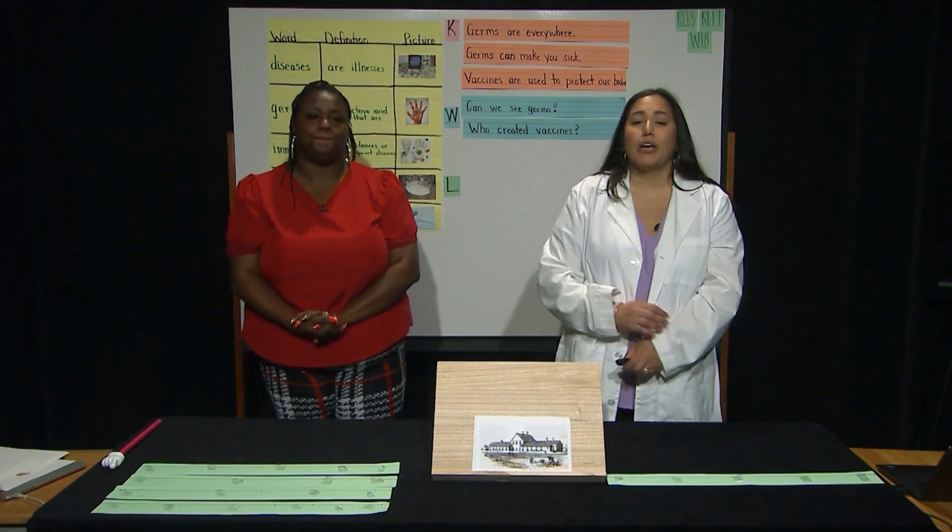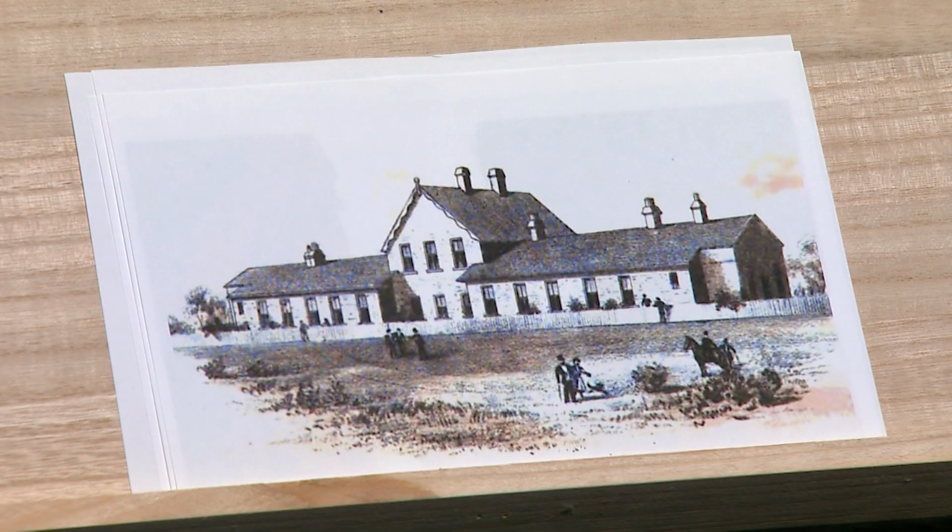This is a picture of what a hospital looked like a long time ago. Long ago, people did not know about germs. They did not understand what made people sick. They did not know how important it is to wash our hands, to eat clean food, or even to drink clean water. They did not know how to protect themselves from getting bad germs in their bodies. Sometimes, thousands of people at a time would die from a disease as germs spread quickly from one person to another.